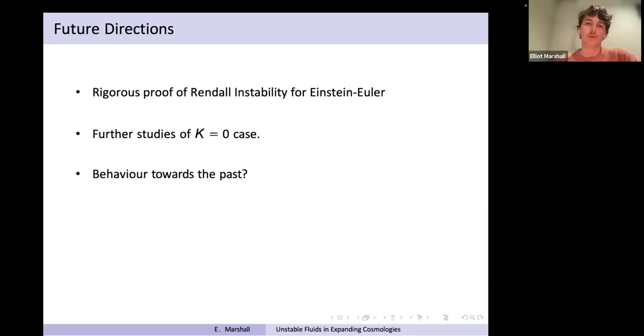And then just to conclude, some suggestions for future direction. Obviously, a really natural direction would be to get a rigorous proof of Rendall's instability for Einstein-Euler, even in the Gowdy symmetric case would be great. Further studies of this k equals 0 case in the decelerated regime are definitely necessary to determine the cause of this spiking behavior.